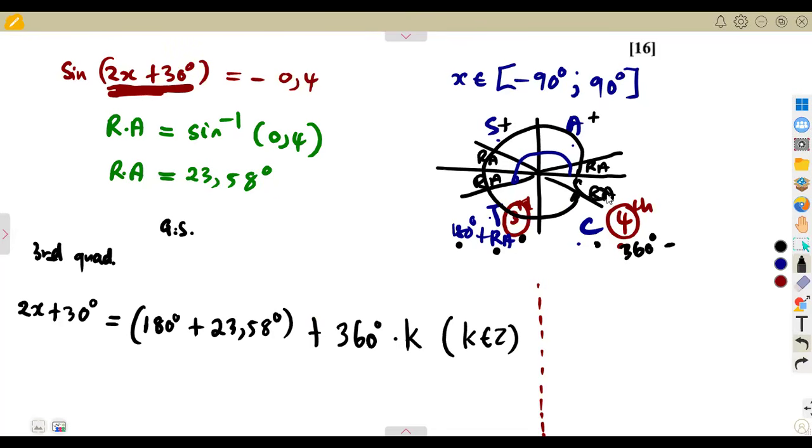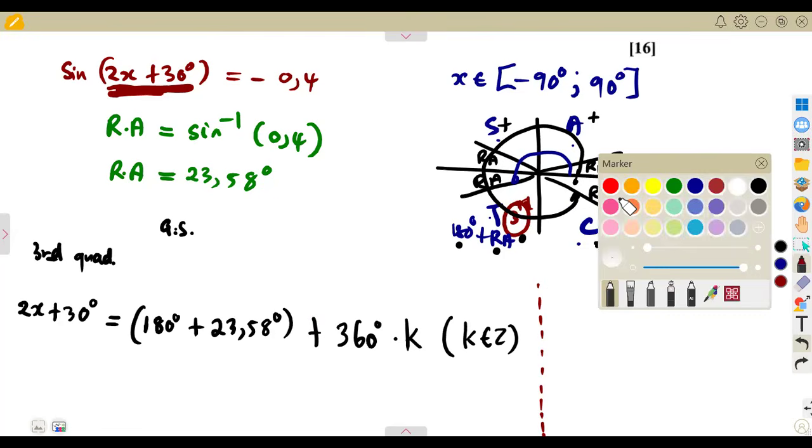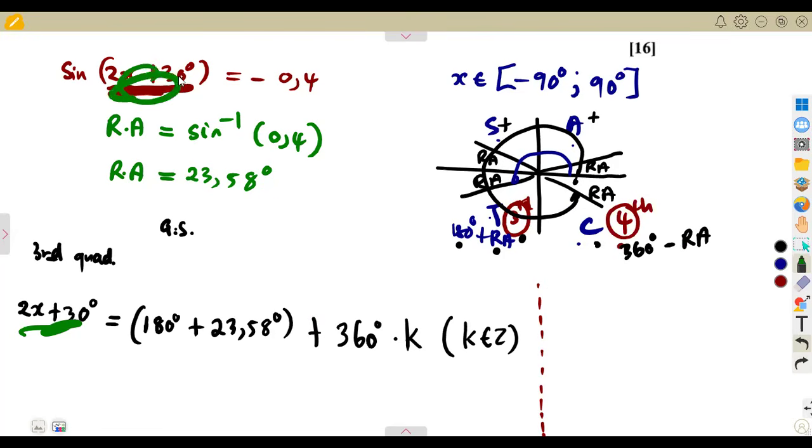So you subtract this gap, the reference angle. So it's 360 degrees minus the reference angle. So it was supposed to be x is equal to, but we are no longer having the x concept because of these 2x plus 30. So we are going to take it like that. So in the fourth quadrant, also our sign is negative.